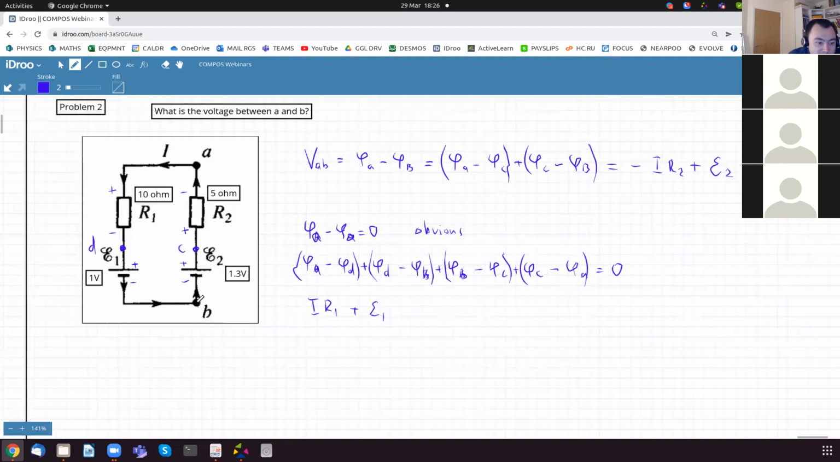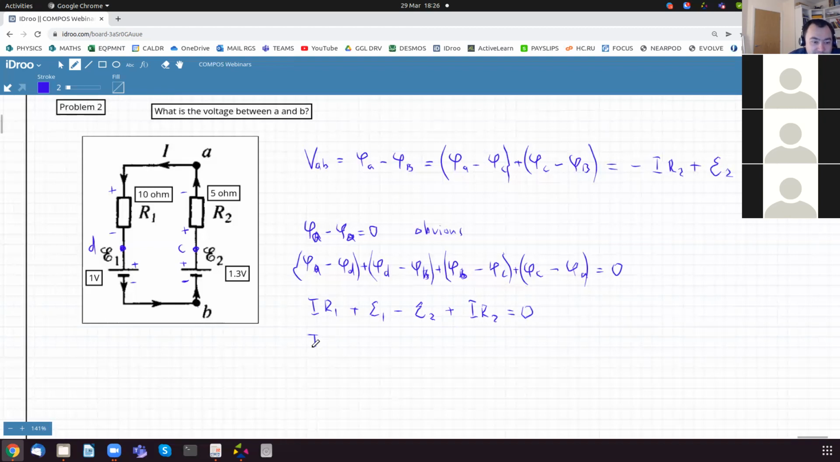Then we go from B to C, and here we're going from minus to plus. So we are increasing potential. So basically, it's not a potential drop; it's a potential rise. So it's going to be negative EMF2, and C minus A. Finally, we're going from plus to minus again, so it's going to be plus IR2 equals 0. And now we have everything.